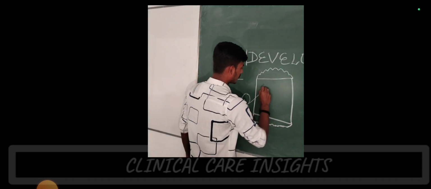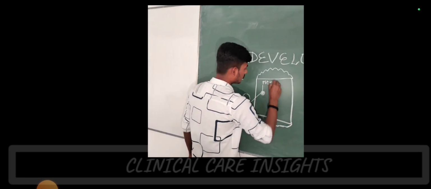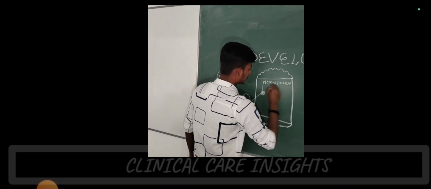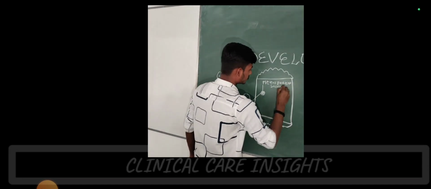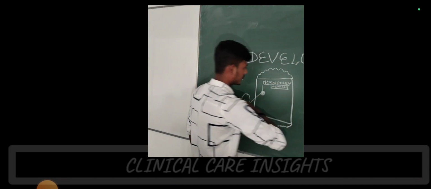Suppose I write the name. Write down this name: pluripotent stem cell. First, understand the meaning of this pluripotent stem cell.